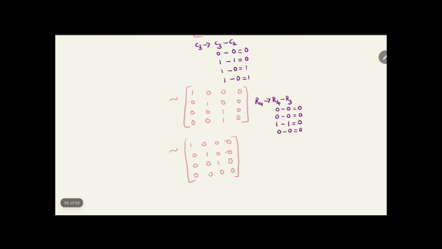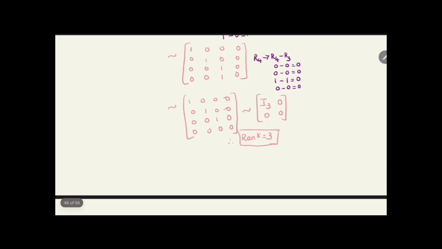Now check for the rank. See, it is 1 0 0, 0 1 0, 0 0 1. It is clearly a 3 by 3 identity matrix. So how can you write this? It is I3 0 0 0. What is the suffix here? It is 3. So therefore rank of the matrix is equal to 3. Or else you can check for non-zero rows. How many non-zero rows are there? 1, 2 and 3. Therefore rank is equal to 3.